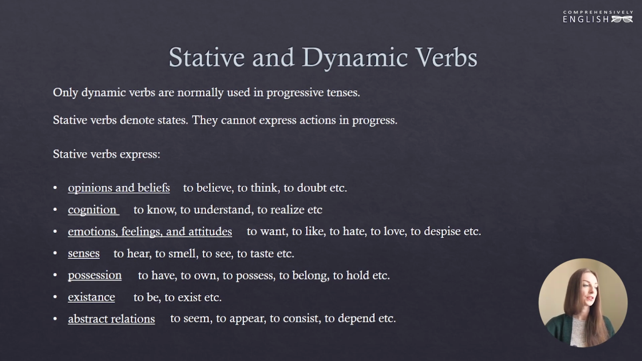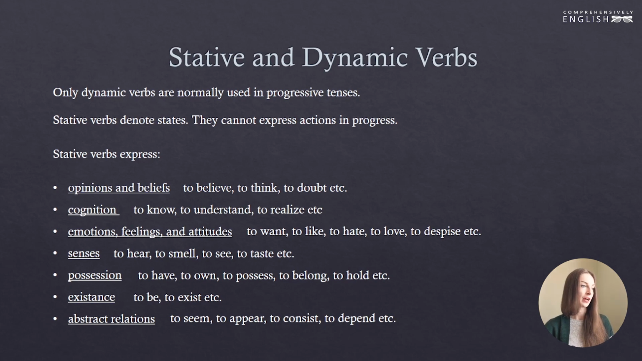Verbs that express possession, to have and its synonyms, to own, to possess, to belong, to hold. Stative verbs can also express existence, like to be and to exist. And they also can express abstract relations, to seem, to appear, to consist, to depend, etc. By the way, these verbs to seem, to appear, to consist cannot be used in the passive voice. Let's now look attentively at all these verbs.